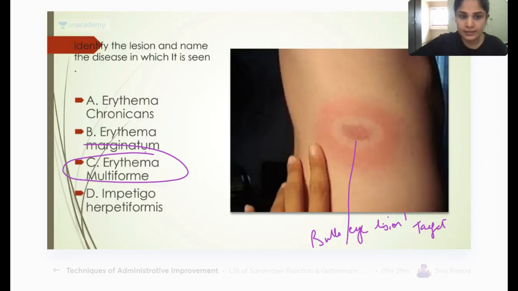Okay, can anyone tell me erythema marginatum is seen in which disease? Erythema marginatum is seen in the hands and legs. Which disease? Very good. It is seen in rheumatic heart disease. It is a part of Jones criteria.